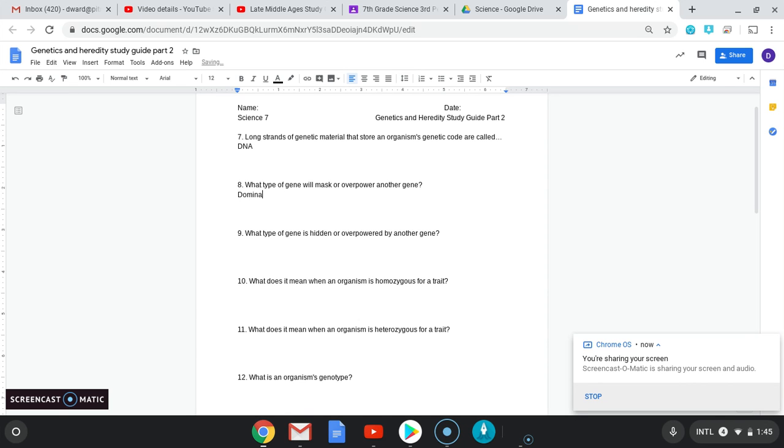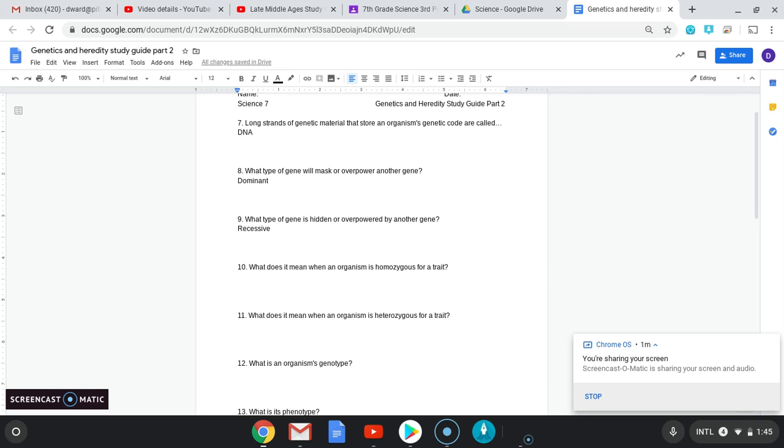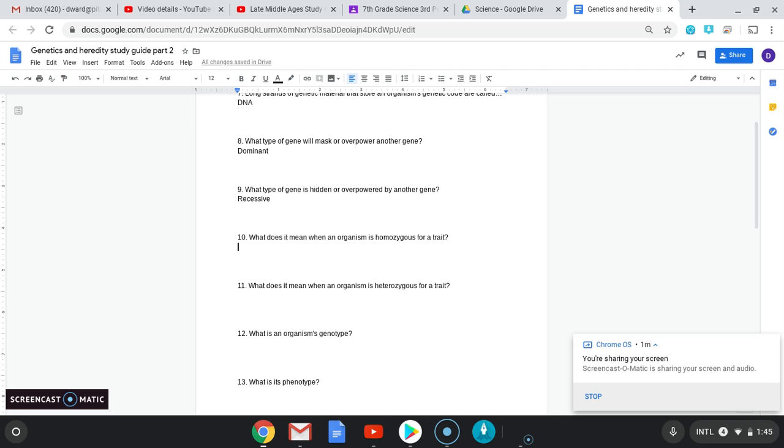Number 8, what type of gene will mask or overpower another gene? That would be a dominant, right? Dominant gene is going to be the one that overpowers another gene. So then conversely, what type of gene is hidden or overpowered by another gene? That would be recessive. Okay, if it's recessive, it could be overpowered by another gene if the other gene is dominant.